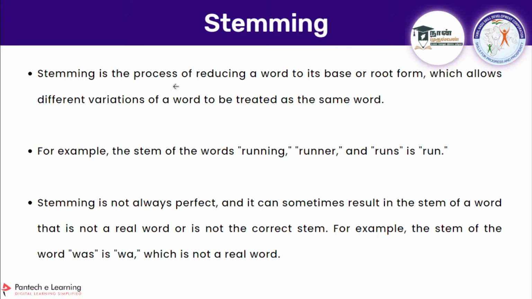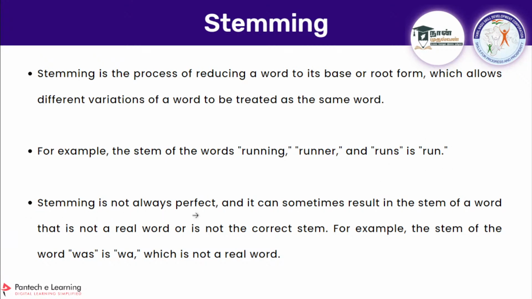So stemming is the process of reducing a word to its base or root form, which allows different variations of a word to be treated as the same word. For example, the stem of the words running, runner and runs is run. Okay, this is the base word, but these are some different forms, right? So it will try to identify this one.